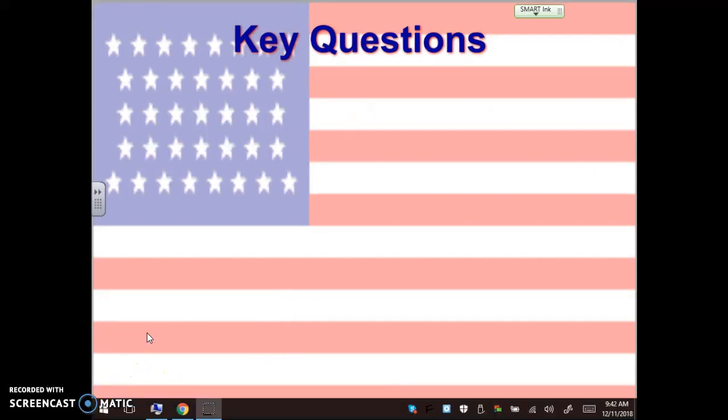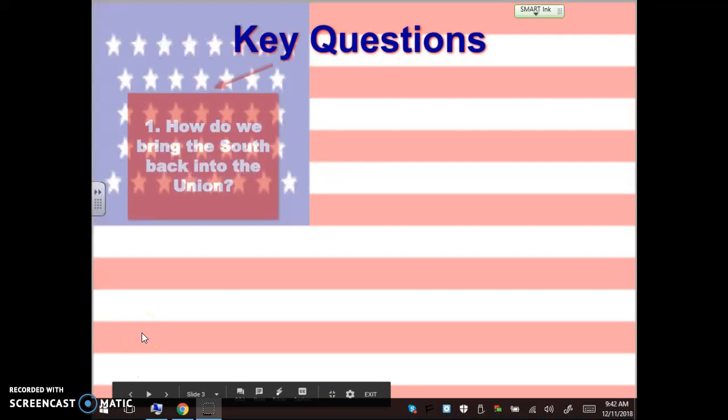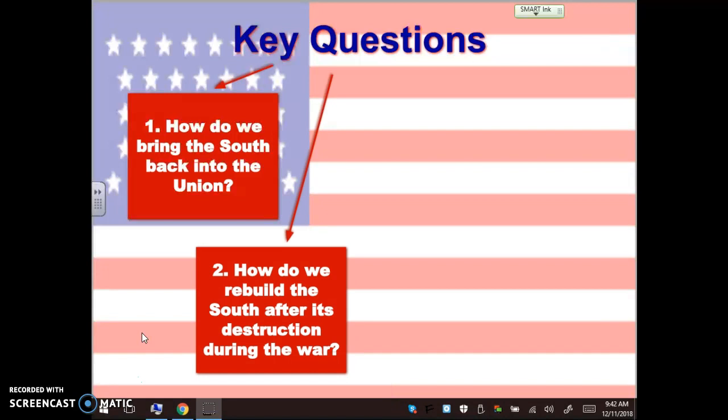Some of the key questions to think about as we go through Reconstruction, and there's going to be four of them. The first one's going to be, how do we bring back the South into the Union? How do we get these southern states, these 11 states, to be fully ensconced in the Union and be a normal member just as all the other ones were already? Secondly, how do we rebuild the South after the destruction? Because as we know from the first picture that we saw on the title slide, through Sherman's total war and even just through countless battles, there's going to be many cities completely destroyed with the new technologically advanced weaponry that was used because of industrialization.